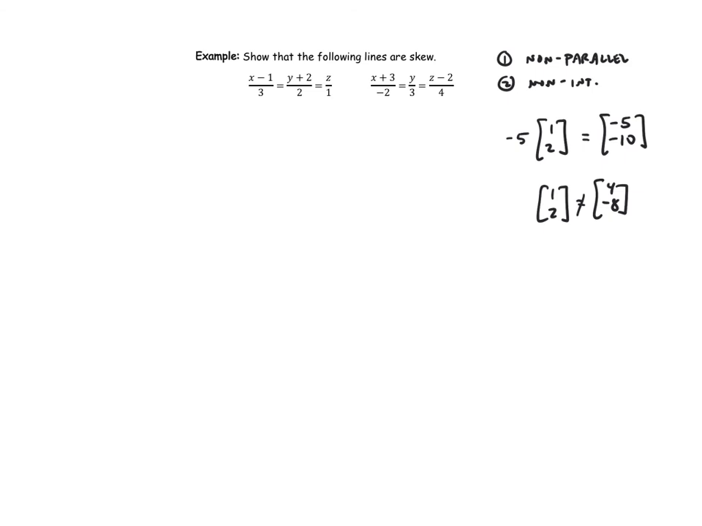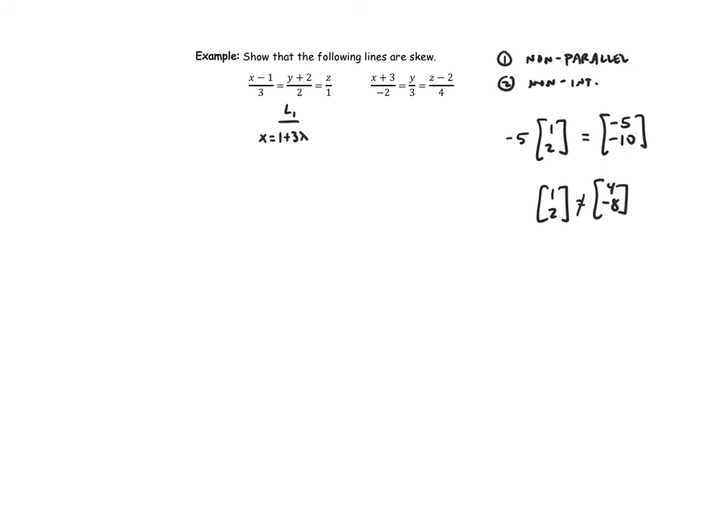So there is no value k that I could multiply by 1, 2 to make it equal to 4, -8. All right, so that's how we're going to go ahead and show that these two are non-parallel. So I'm going to put the first and the second lines, I'll call this L1, in parametric form. Parametric form is really, really helpful, so get used to using that.